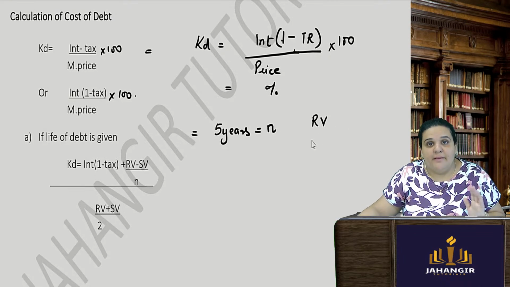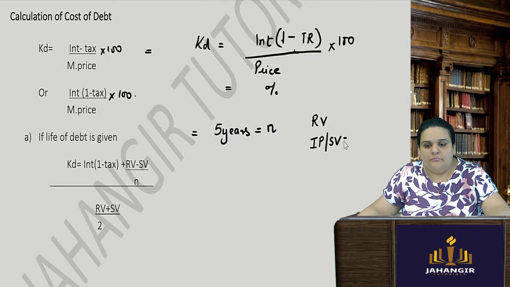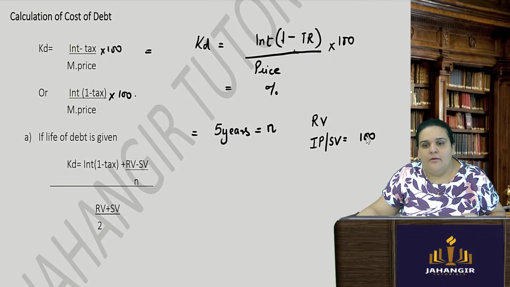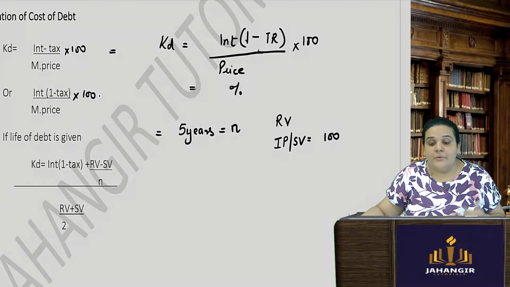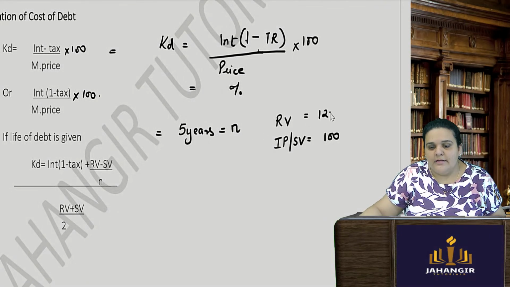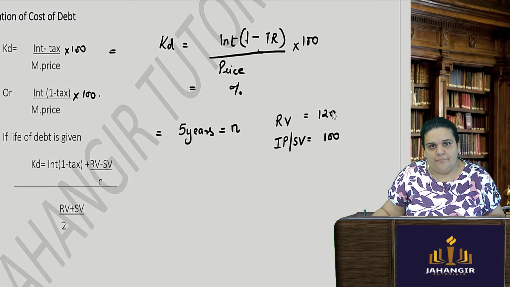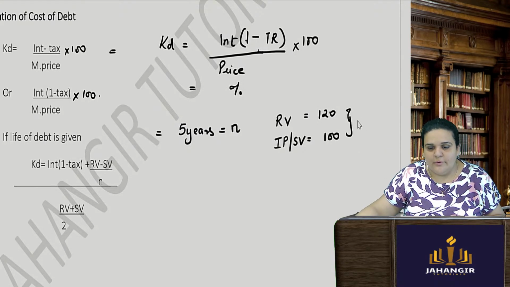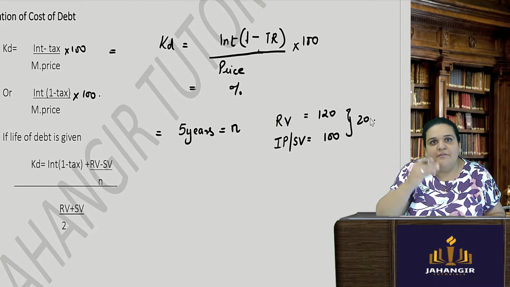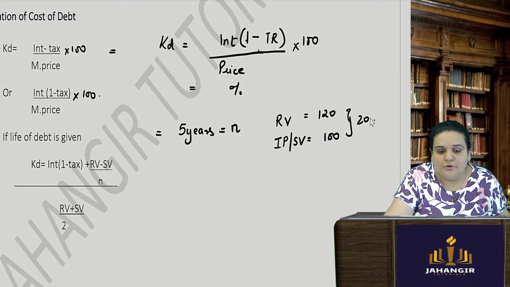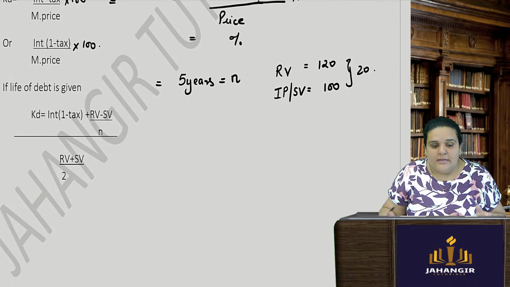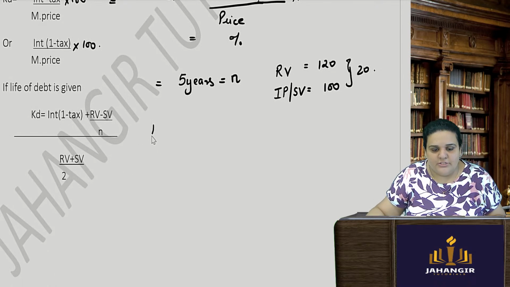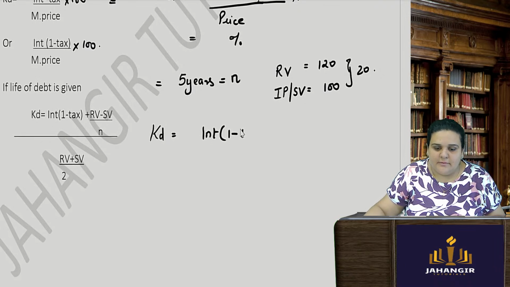So suppose when my issue happened, the issue price or the sale price of my debenture was 100, but at the time of redemption I am going to give them at a premium. So my redemption value is going to be 120. And that debenture's life is for 5 years. So this extra 20 which I am going to give them is for that whole 5 years. So here, in case of finding that, the formula changes. So what will change? Interest into 1 minus tax rate remains there only.